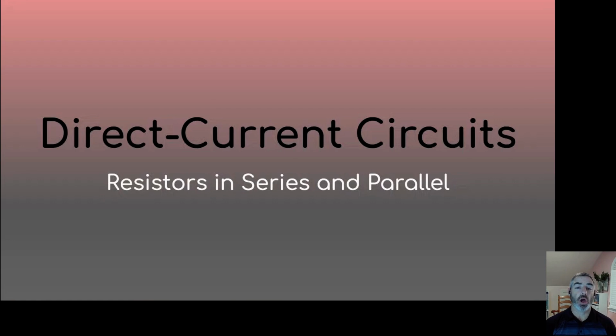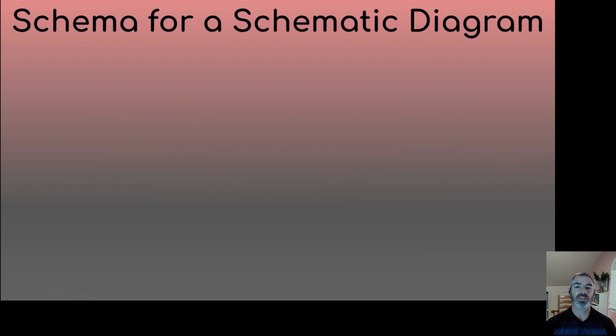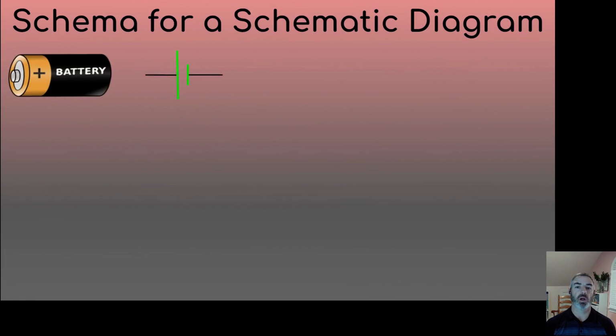In this video, we're going to talk about direct current circuits, resistors in series and parallel. So let's review some schema for our schematic diagrams. First, a battery is a long line and a short line, with the long line representing the positive end of the battery and the short line the negative end. Our wires are just straight lines with right angles.